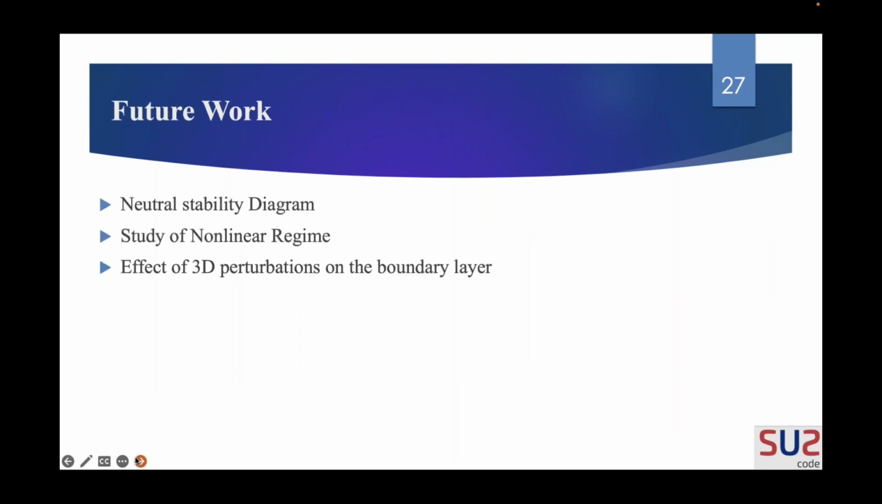Any points which come under the banana shaped curve would be unstable, and any points outside of it would be considered as stable points. And this is said to be the neutral stability diagram. It will help us realize which mode is the dominant mode and why it is the way it is.